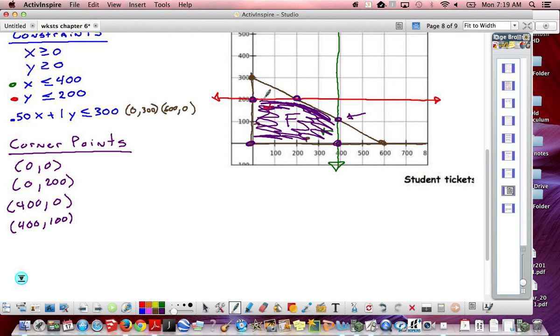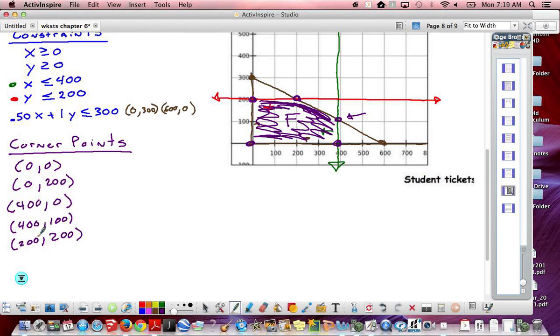Do the same thing for the other one. I know here my y value for sure is 200. It looks like my x value is also at 200. So if I plug in 200 here for y, subtract it, I'm left with 100. 50 cents goes into 100, 200 times. So I know I have all 5 of my points.